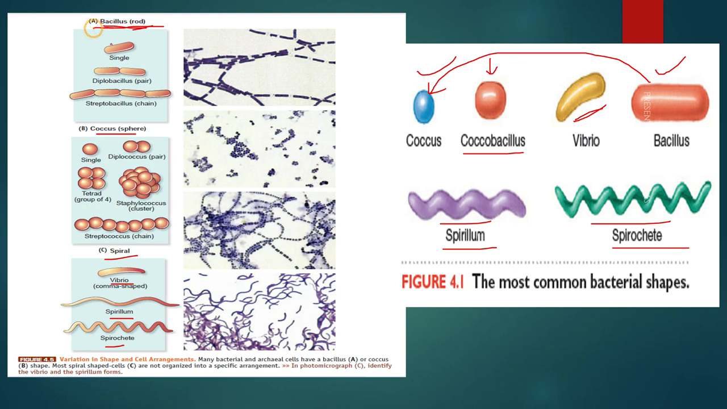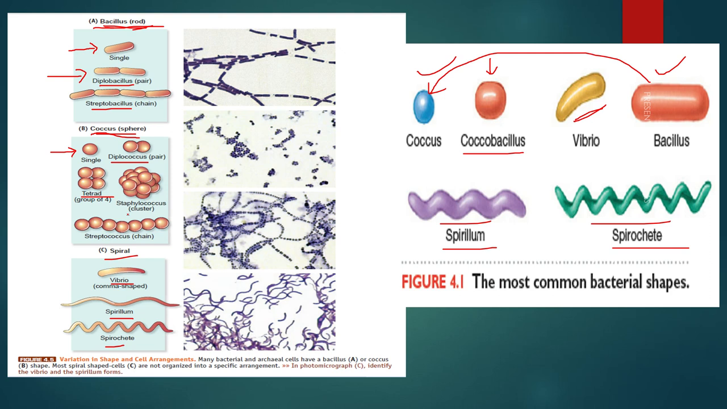Suppose a bacillus cell is present in single form, then it is normally called bacillus. If this rod shaped bacteria is arranged in a pair, then it is called diplobacillus. If they are present in chain form, then it is called streptobacillus. Next, for coccus bacteria or spherical bacteria, if they are present in single form, we say that is a coccus. If they are present in double arrangement, we call it diplococcus. If they are present in tetrad form, a group of four, then we call them tetrad.